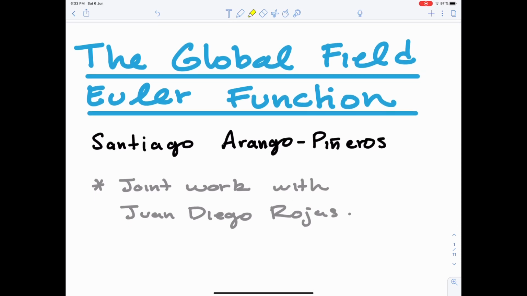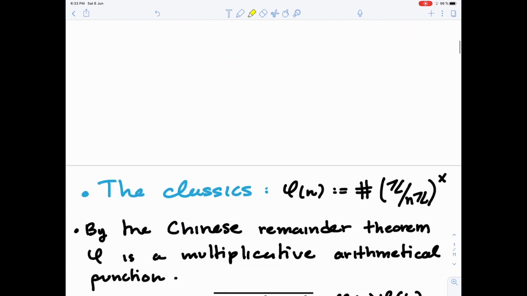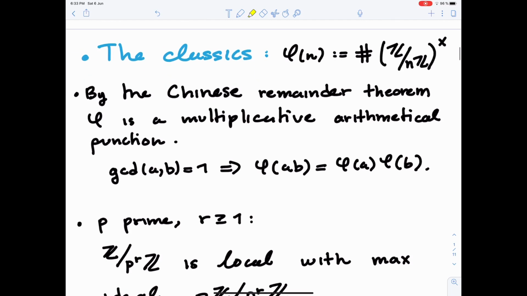Today I'm going to talk about the Euler function of a global field, and this is all joint work with my friend Juan Diego Rojas. Let me start with the classics.